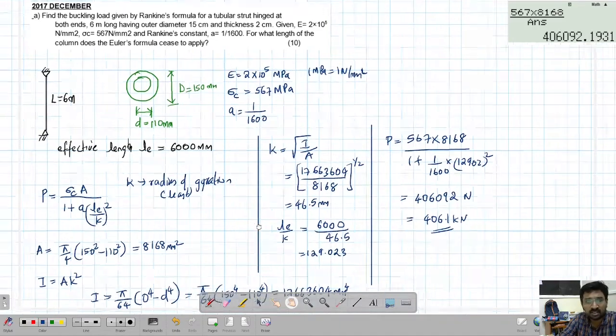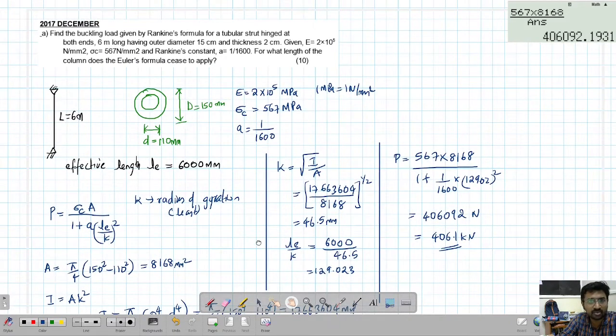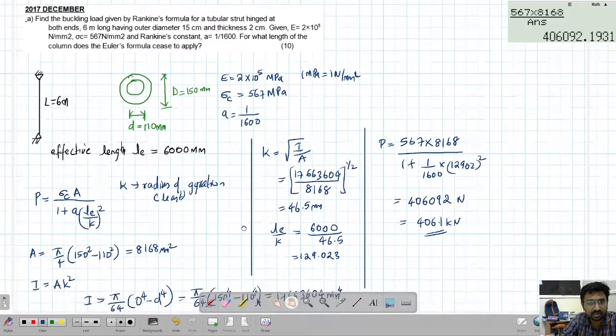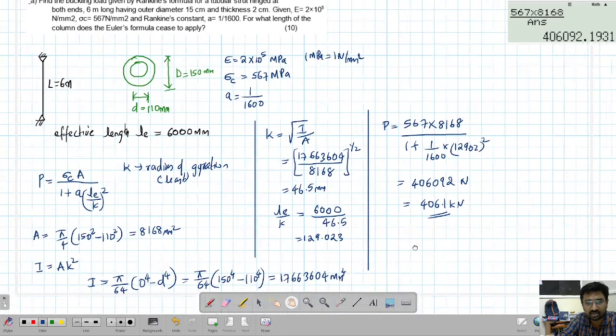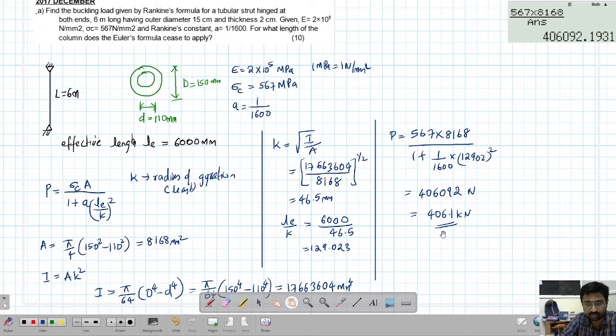Now there is no factor of safety given in this problem, so this is the final answer for the load. If a factor of safety is given, then you have to divide by the factor of safety to get the safe load. Some questions will give it, but in this question it is not given. Now, what is the length of the column at which the Euler formula ceases to apply?